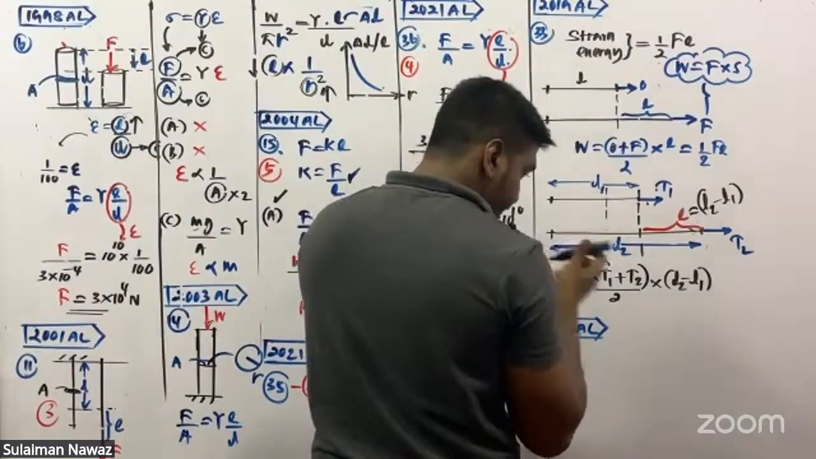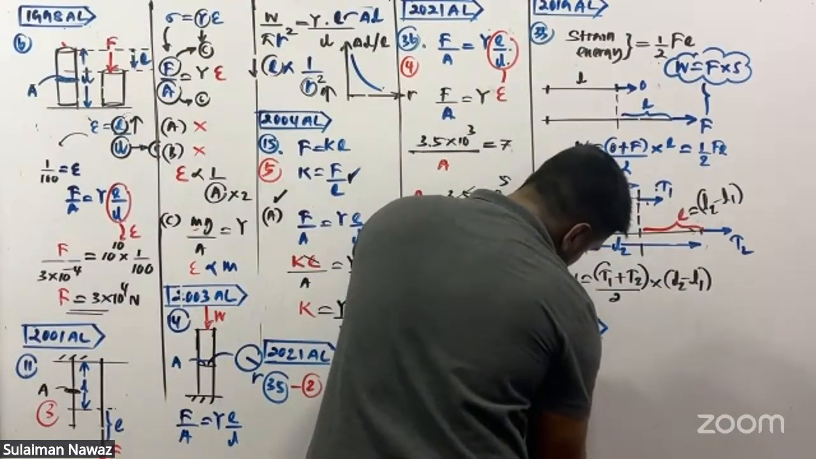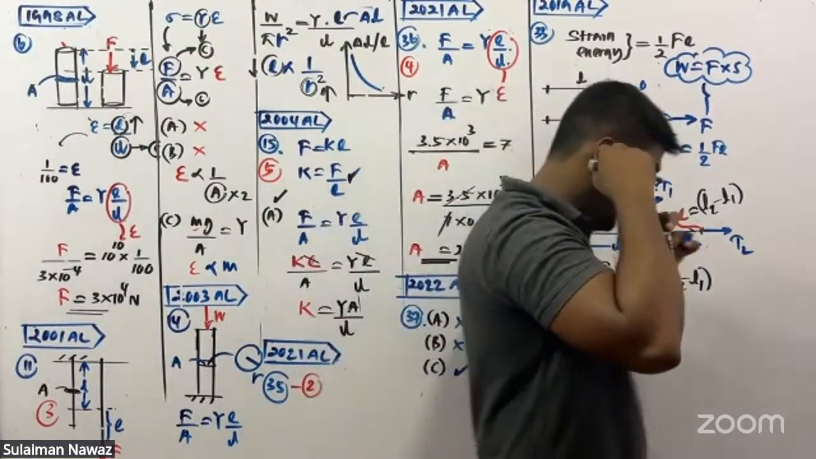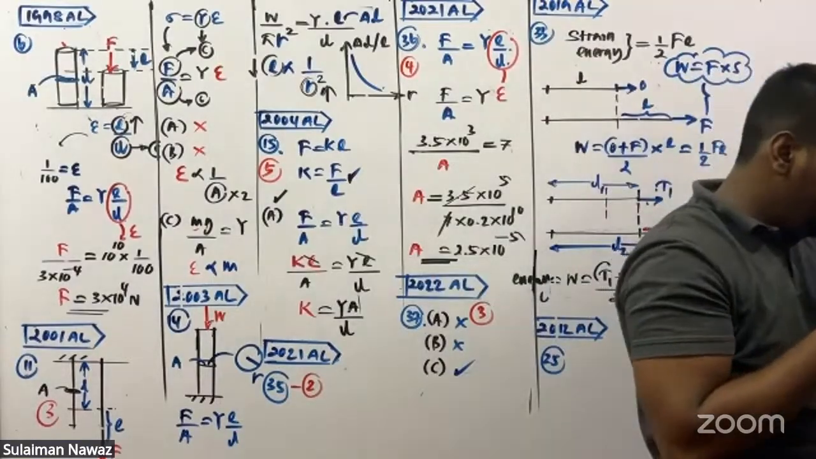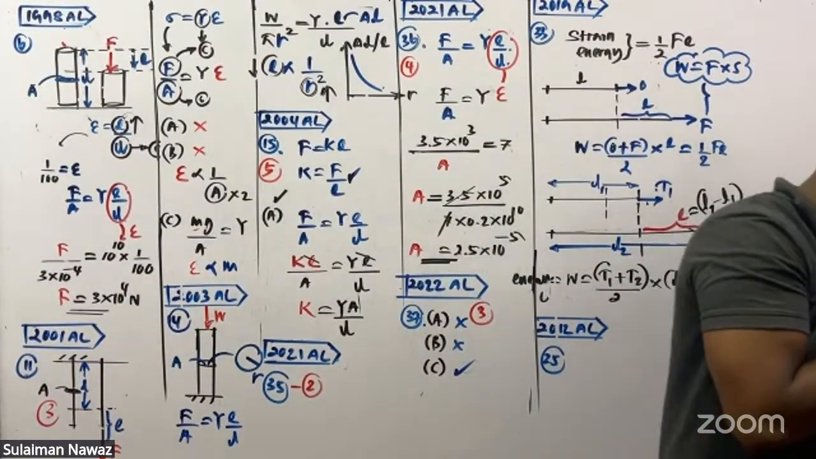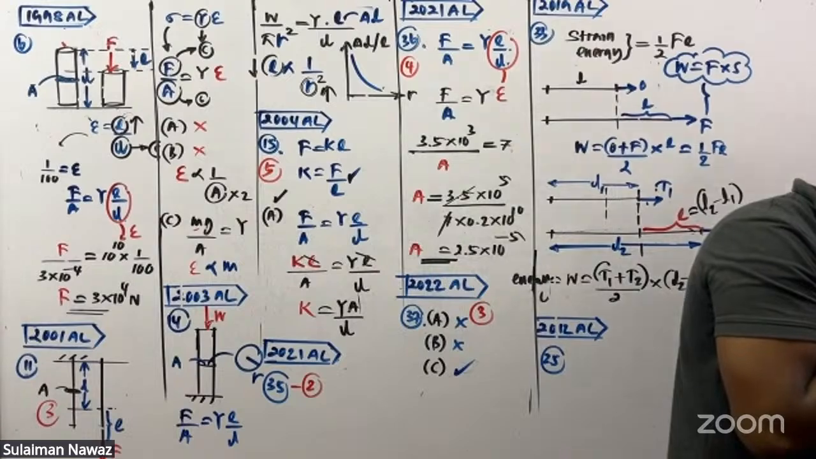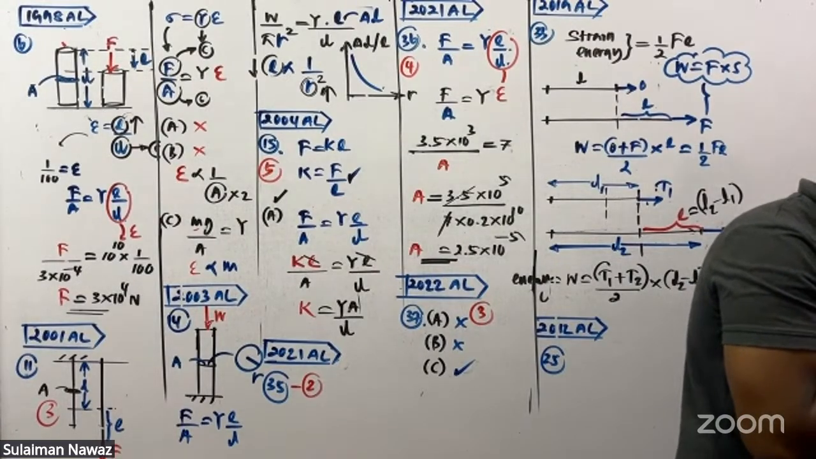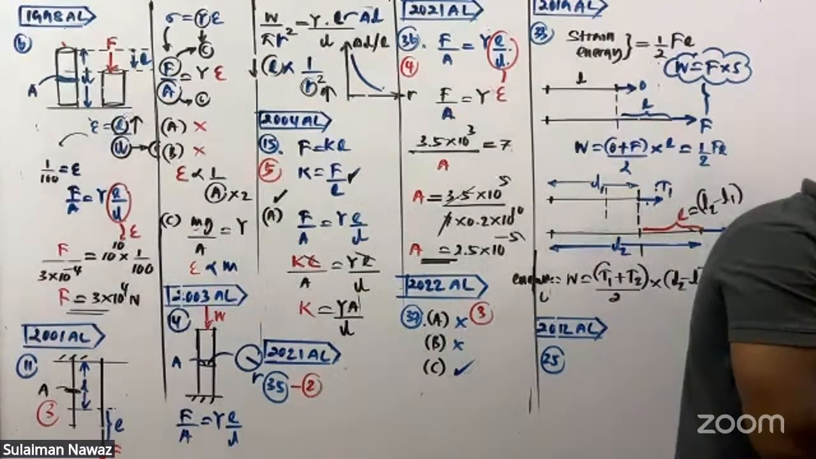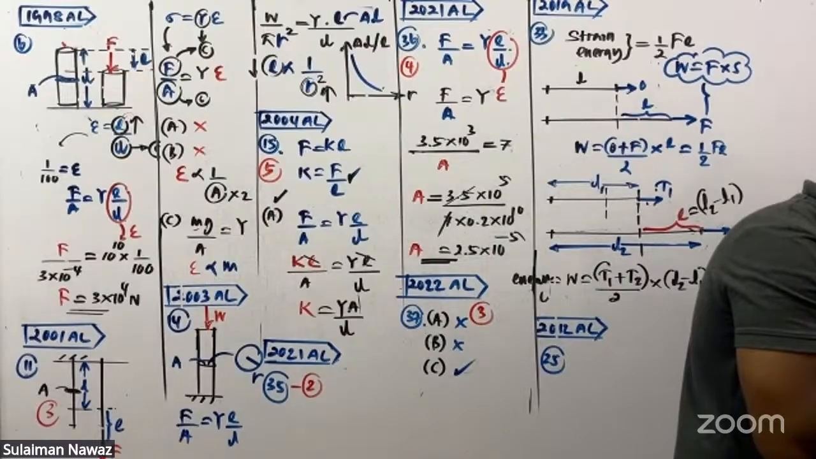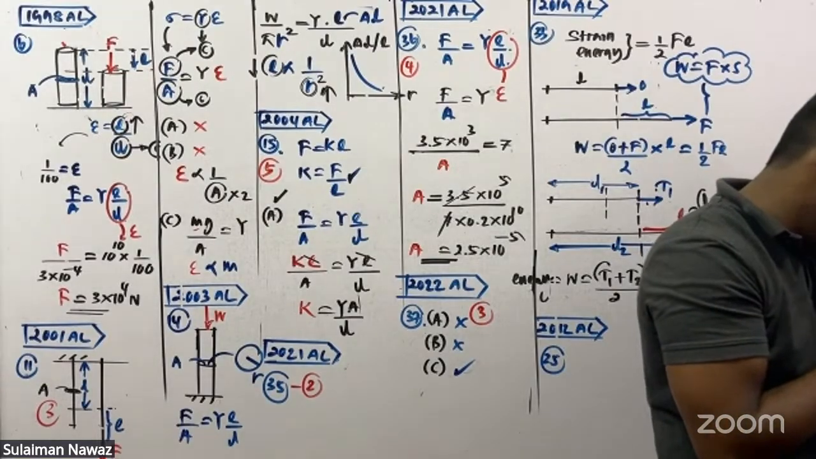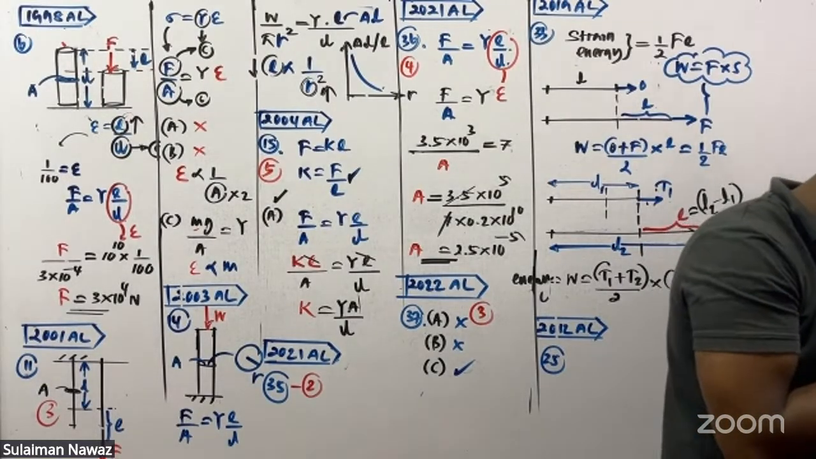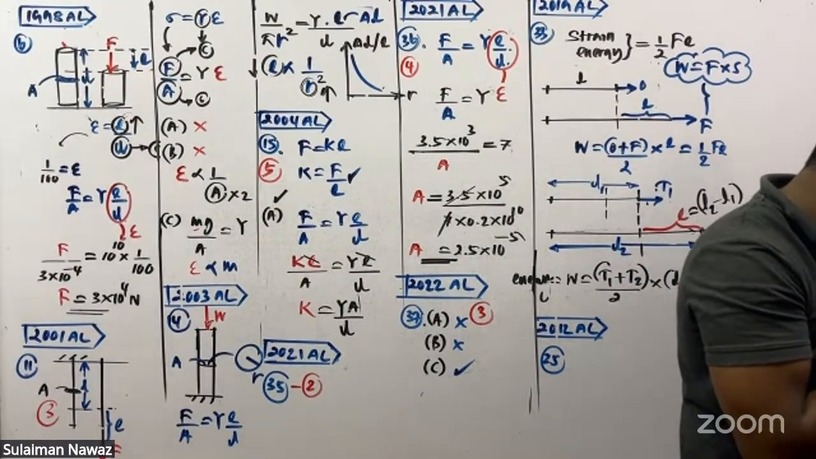Read the question. This idea. What they're asking: minimum amount of work that has to be done in order to fix a light elastic string of initial length L naught between two parallel walls separated by a distance D, the tension T.